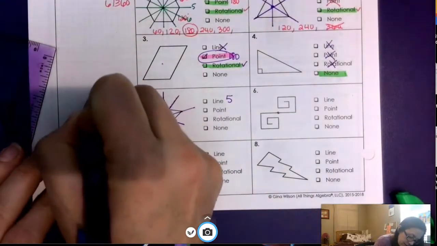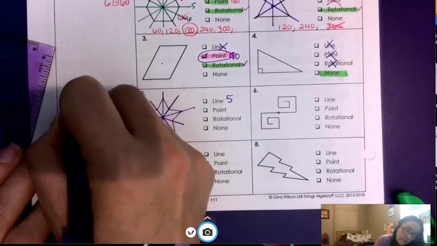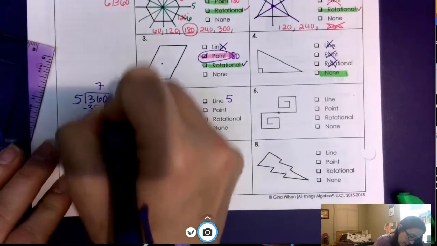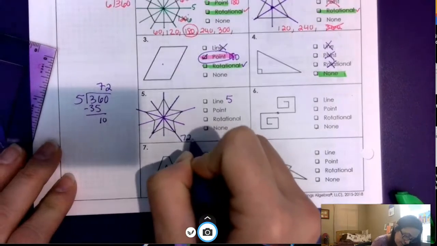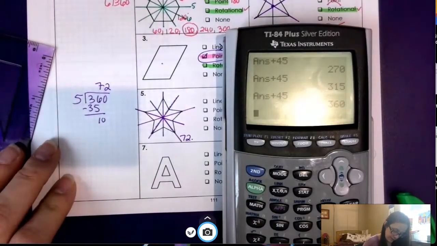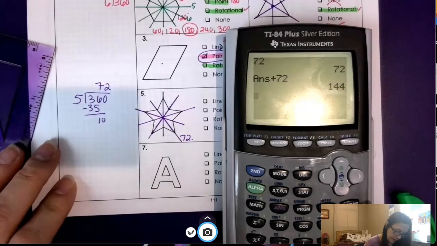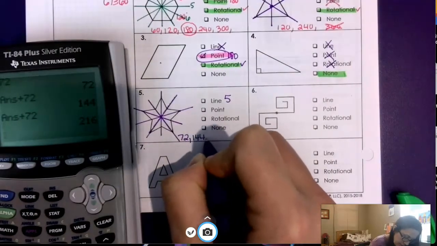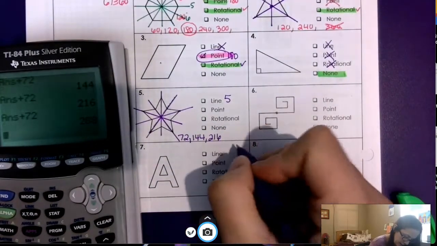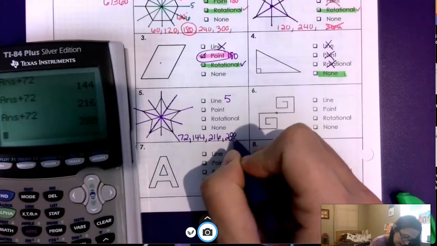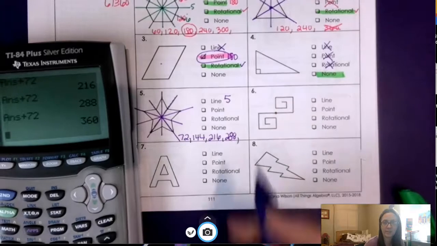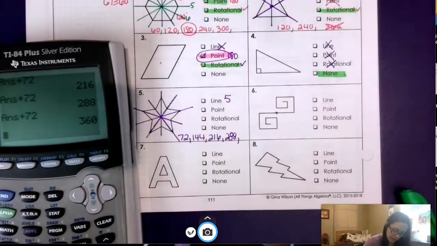So I can take 360 here, divide by 5, 72 degrees. So if I do 72 plus 72, I get 144, 216, 288, and then 360. Remember, we do not count 360, so it has rotational symmetry.